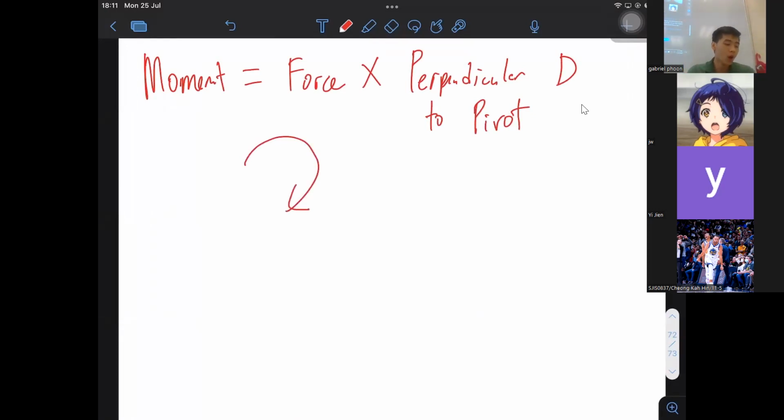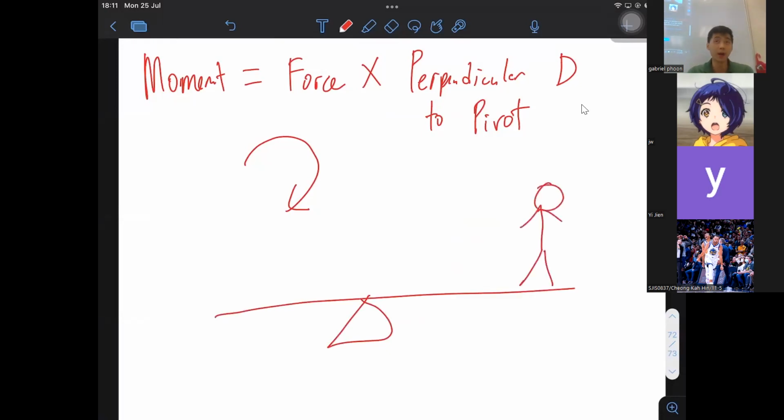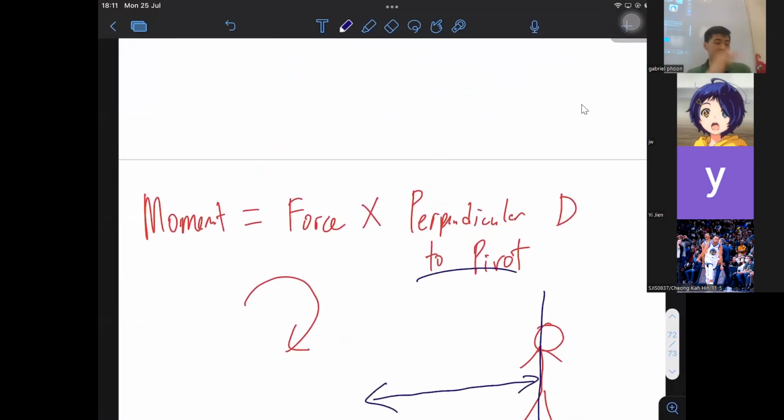For example, today if I have a seesaw here, and I have someone standing here, what's going to happen is, obviously, this is an example of a moment, right? Why? Because the force will be towards the downwards direction. The distance to the pivot will be in this direction here, guys. I want to highlight one thing, guys, in terms of moment. Moment has the exact same formula as work done. A moment is equal to force times distance. Work done is also supposed to be force times distance.